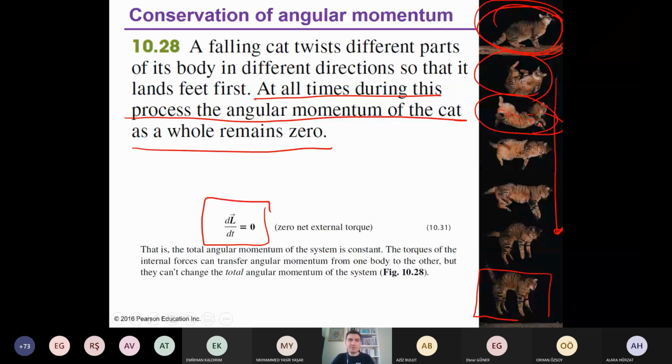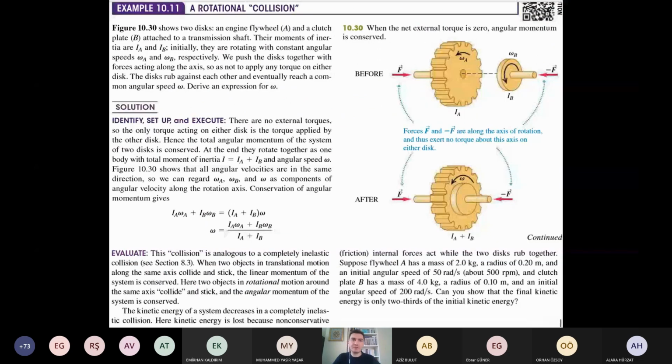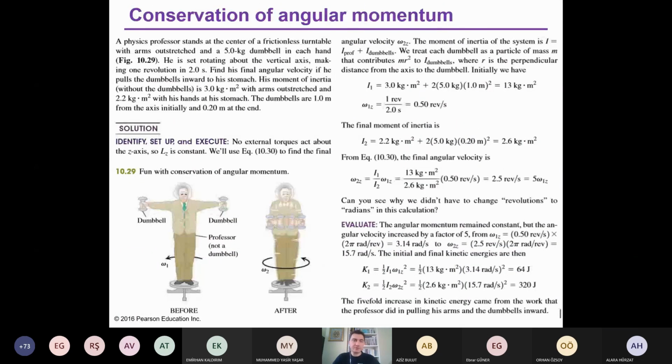And now let me finish this part with two examples, and then I will continue with the gyroscopes. So, conservation of angular momentum. This is the example from the book. A physics professor stands at the center of a frictionless turntable with arms outstretched and a 5-kilogram dumbbell in each hand. So this is the initial condition.